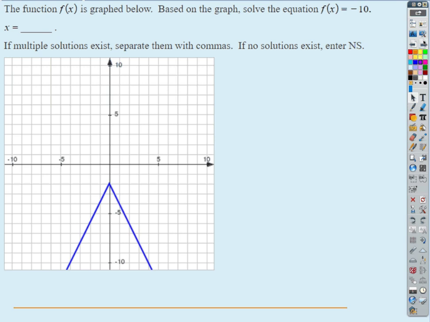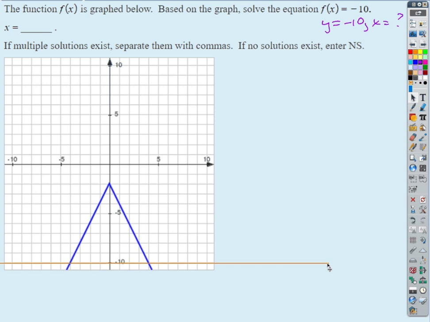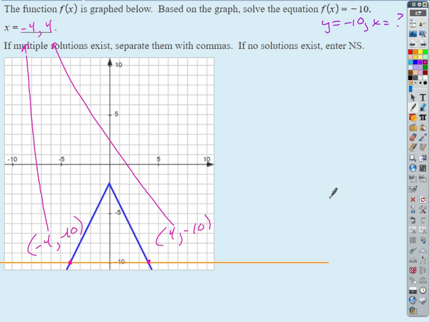How about this one? This is just the opposite, right? This is saying if y is -10, what's x? So y equals -10, x equals what? Well, we'll do the same thing. We'll just look on the graph at all the places where y is equal to -10. How many places are there? 2. Yeah, we get one here and one there. So what are the coordinates of this one? -4, -10, and then this one. And so our two solutions this time are -4 and +4. That's it. It's just two separate answers, separated by a comma.